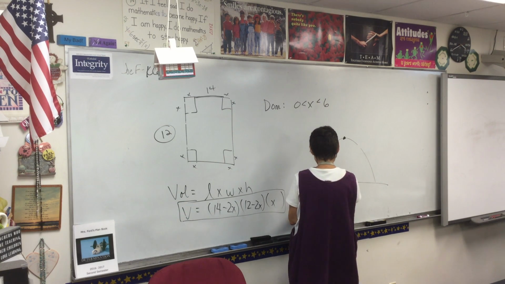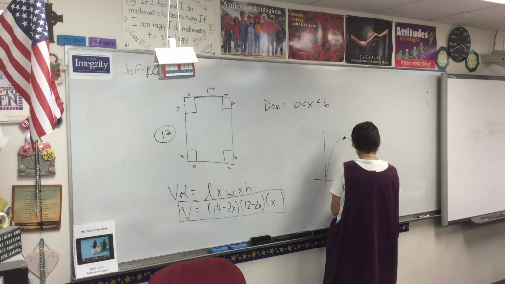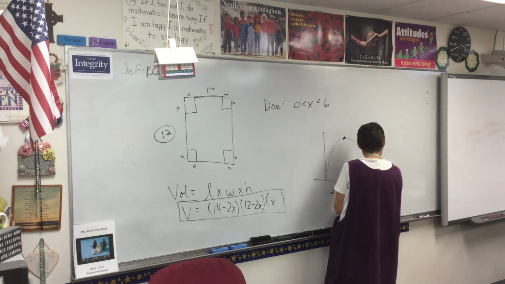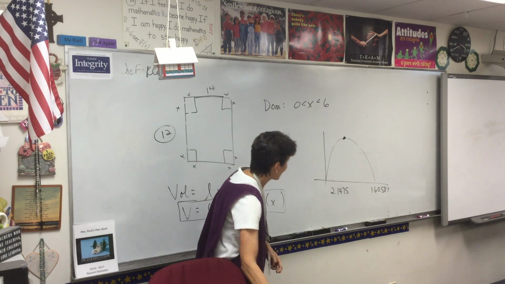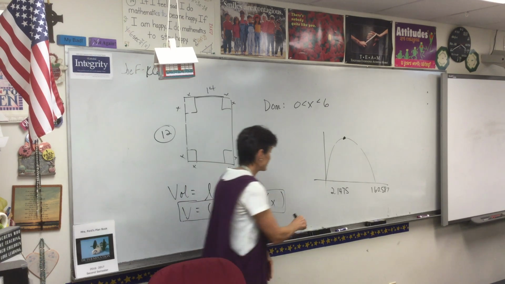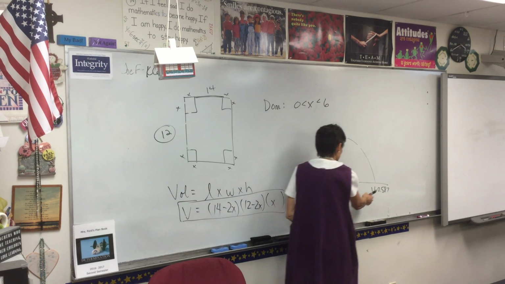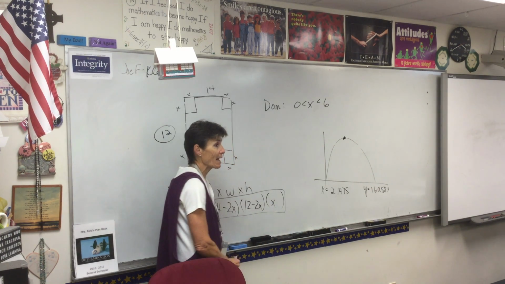And it will give you the maximum, 2.1475 and 160.5837. I rounded, obviously, but that is your maximum point. This is your X value, this is your Y value for your maximum point.